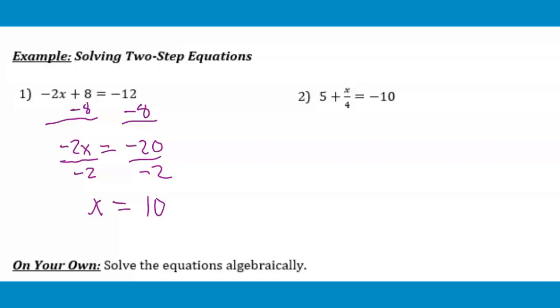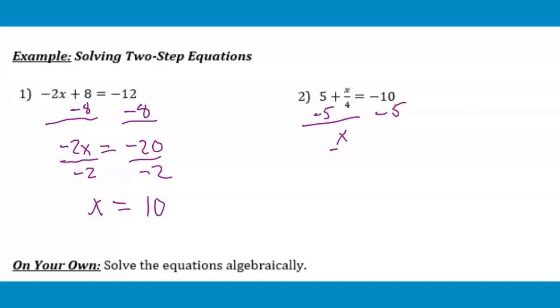Number 2, we have 5 plus x divided by 4 equals negative 10. Again, we're going backwards through the order of operations. Look at x. It's being divided by 4, and 5 is being added to it. So I want to undo addition or subtraction first. So 5, I need to make that become 0. So I want to subtract 5. And I want to subtract 5 from the other side. I only do it once on the left and once on the right. Whatever you do to one side of the equation, do to the other side.